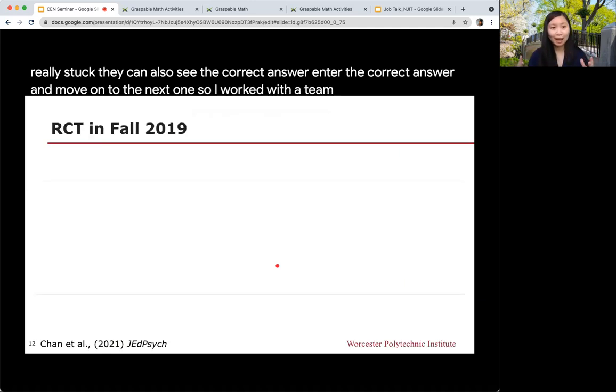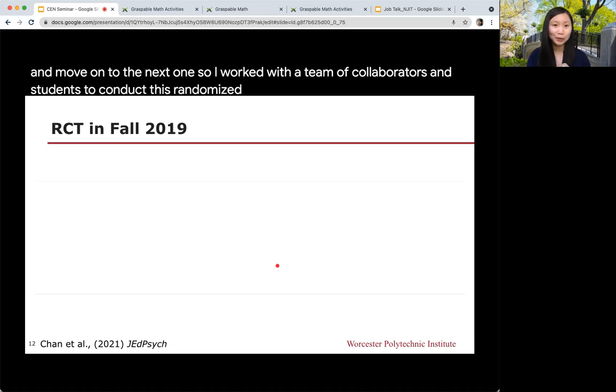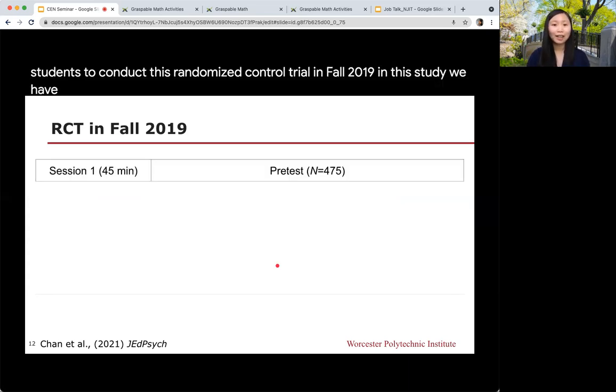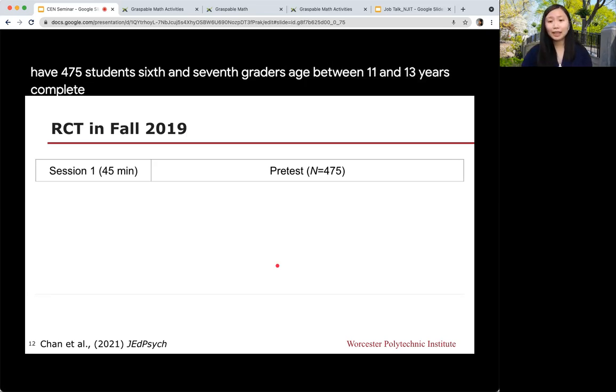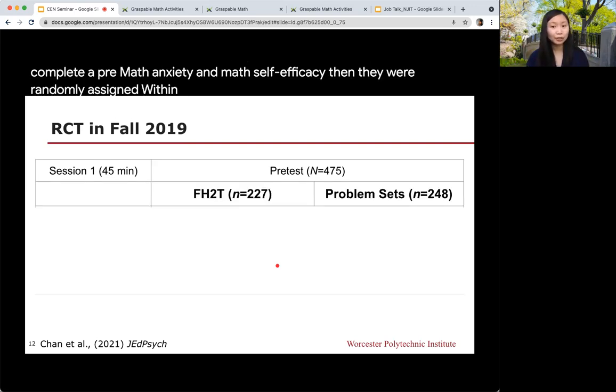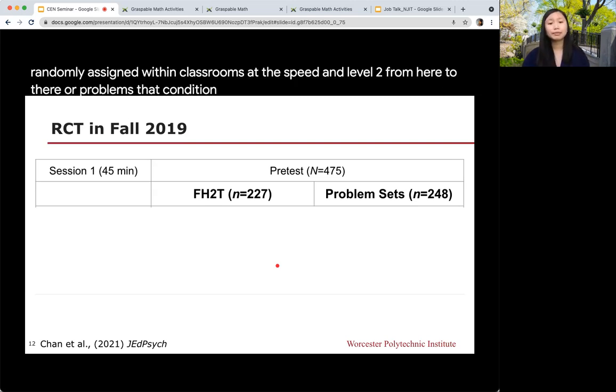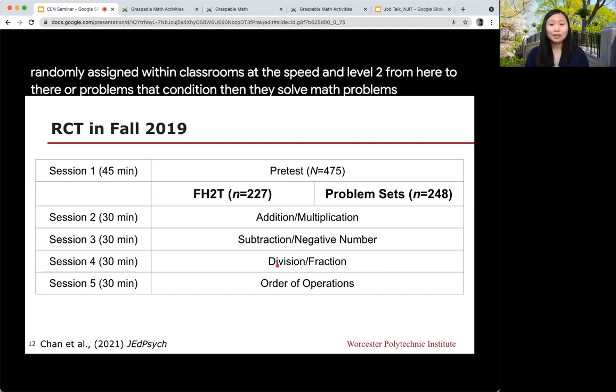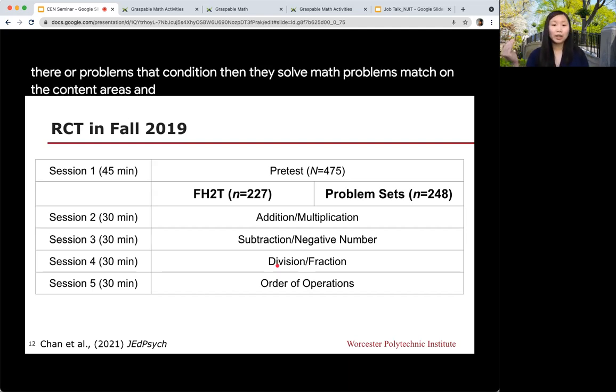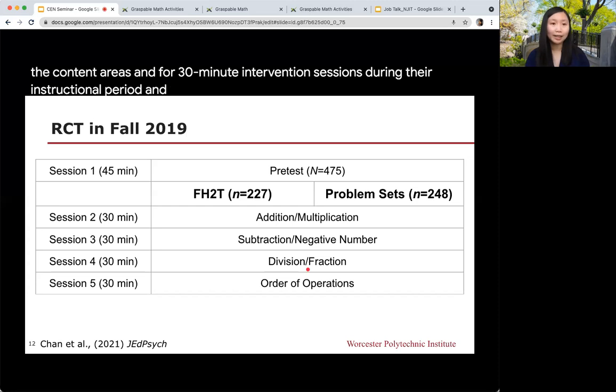So I worked with a team of collaborators and students to conduct this randomized control trial in fall 2019. In this study, we had 475 students, 6th and 7th graders, aged between 11 and 13 years, complete a pre-test that measures their math knowledge, math anxiety, and math self-efficacy. Then they were randomly assigned within classrooms at the student level to the From Here to There or problem set condition. Then they solved math problems matched on the content areas in 4 30-minute intervention sessions during their instructional period in their math class.